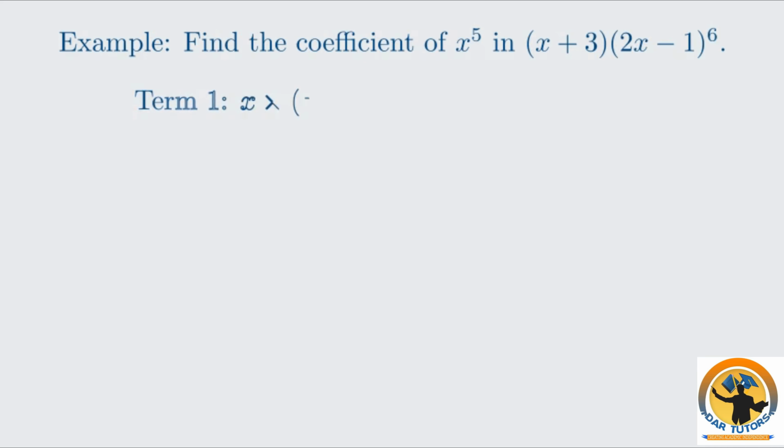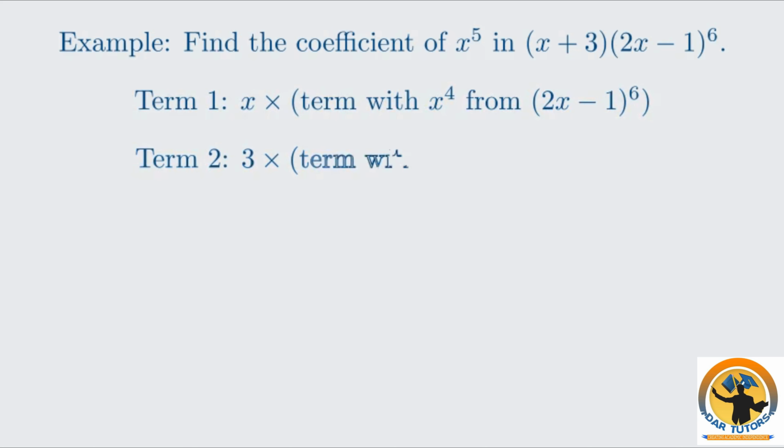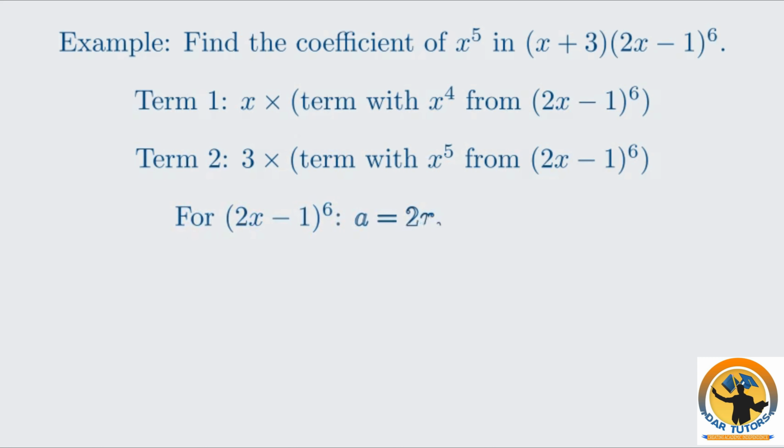First, the x from x plus 3 can multiply an x to the power of 4 term from the binomial expansion. Second, the 3 from x plus 3 can multiply an x to the power of 5 term from the binomial expansion. Let's find the general term for 2x minus 1 to the power of 6. Here a is 2x, b is minus 1, and n is 6. The general term is 6 choose r times 2x to the 6 minus r times minus 1 to the r.